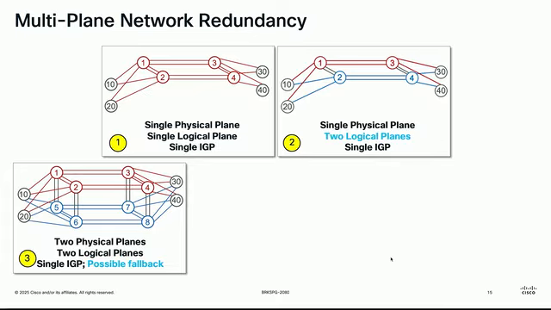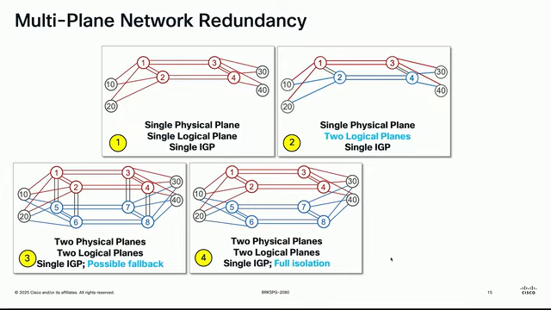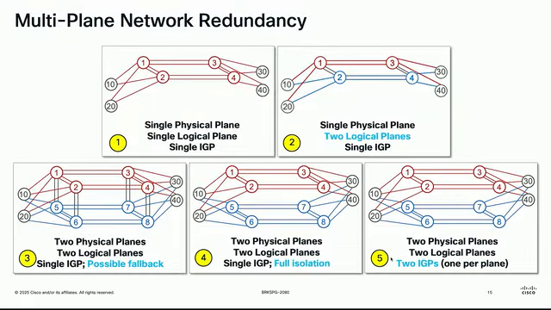Topology 3 is another flavor of multi-plane architecture, where now we have added more routers. We have created two physical topologies. We have created two logical topologies, and also we have created interplane links between the two for possible fallback. Topology 4 is the same as topology 3. However, we have taken out the interplane link for full isolation. 2, 3, and 4 are using single IGP, if you noticed.